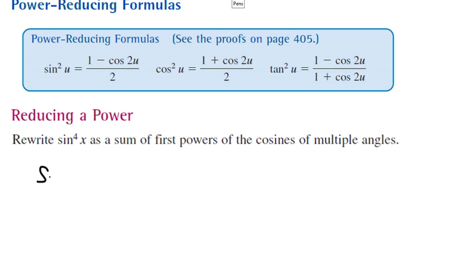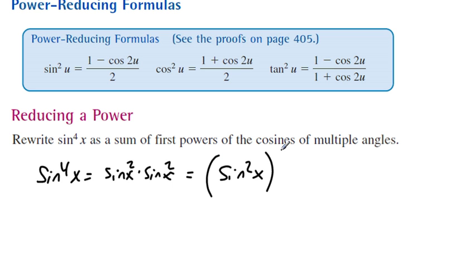So we want to rewrite sine to the power 4 of x. Okay, well, first of all, I can rewrite sine to the power 4 as a product, as sine squared times sine squared. Okay, so sine squared of x times sine squared of x. Well, that's the same thing as just saying sine squared of x, take that whole thing, and then square it, right? So these are all equivalent.